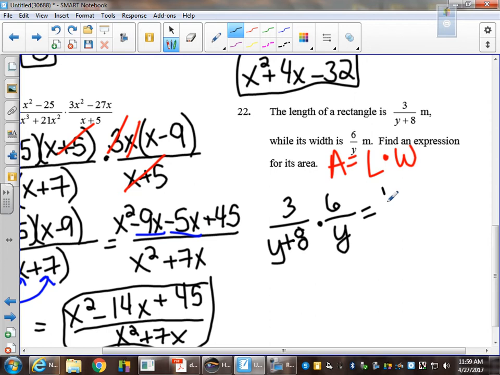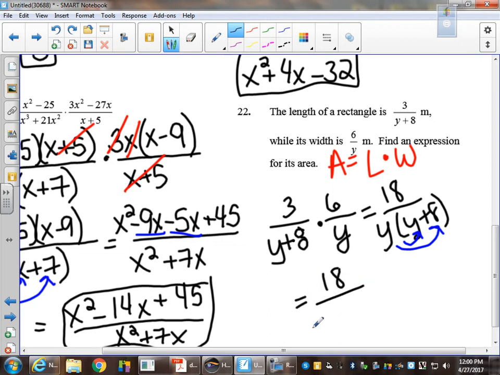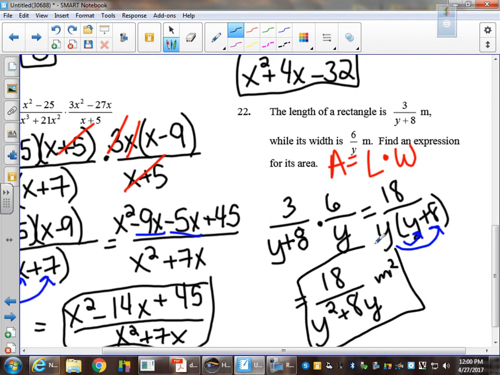Nothing simplifies, so let's just multiply across. 6 times 3 is 18. y times y plus 8. We're going to distribute this y into each term within the parentheses. So we have 18 over y squared plus 8y. m squared is the unit of measure. We're done.